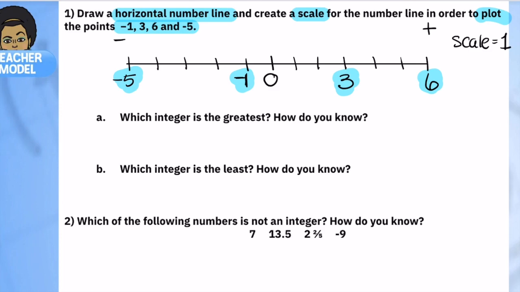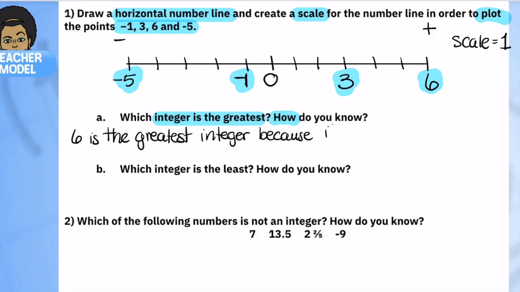So using that, here's our first question. Which integer is greatest, and how do we know? So I'm just going to look which one is furthest to the right, and it is 6. So my greatest integer is 6. Six is the greatest integer because it's located furthest to the right.